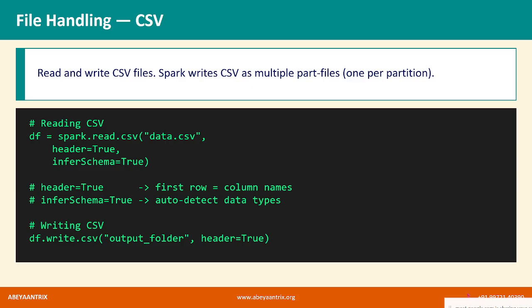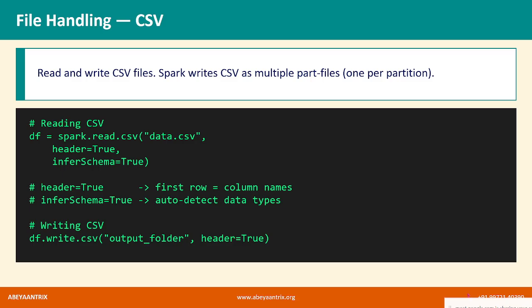So this is file handling with the help of a CSV file. How to read the CSV file? df equals spark.read.csv. Inside that we give data.csv, that is the name of the CSV file, header equals true, inferSchema equals true.